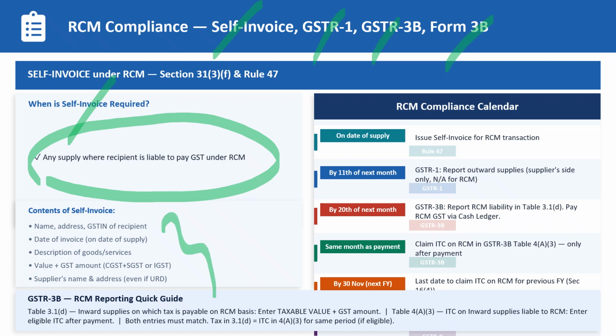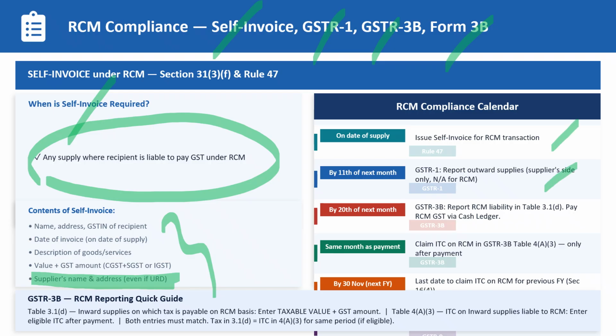These are the invoice details where they have to mention: name and address of the recipient, date of the invoice, description of the goods, value, and supplier name and address. Even if the supplier is unregistered, you need to mention these details for the invoice. And on the date of supply, you need to do the self invoice.